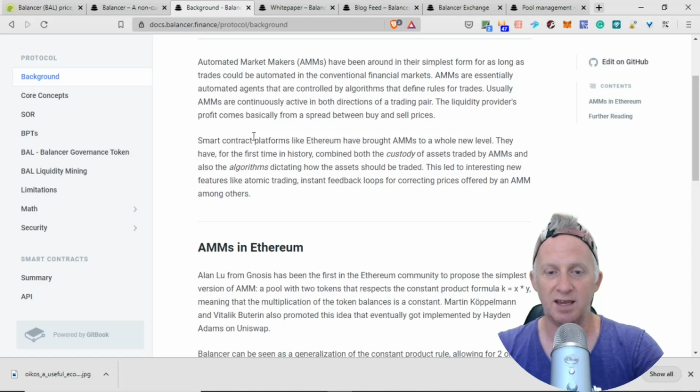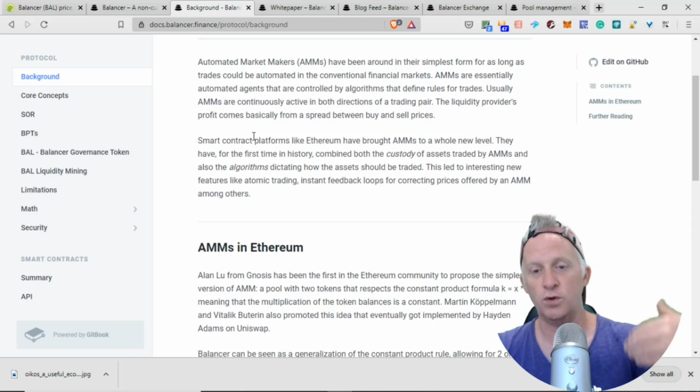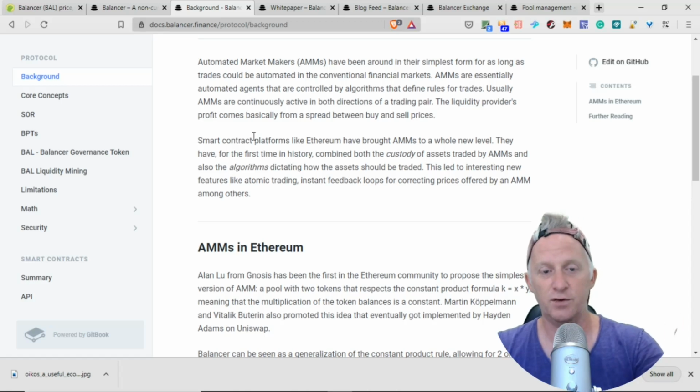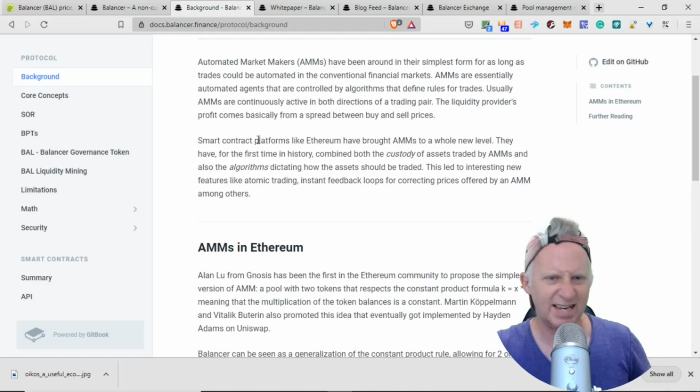Smart contracts like Ethereum have brought AMMs to a new level. They have, for the first time in history, combined both the custody of assets traded by AMMs and also the algorithm dictating how the assets should be traded. This led to interesting new features like atomic trading and an instant feedback loop for correcting the price offered by the AMM, among others. I need some coffee.